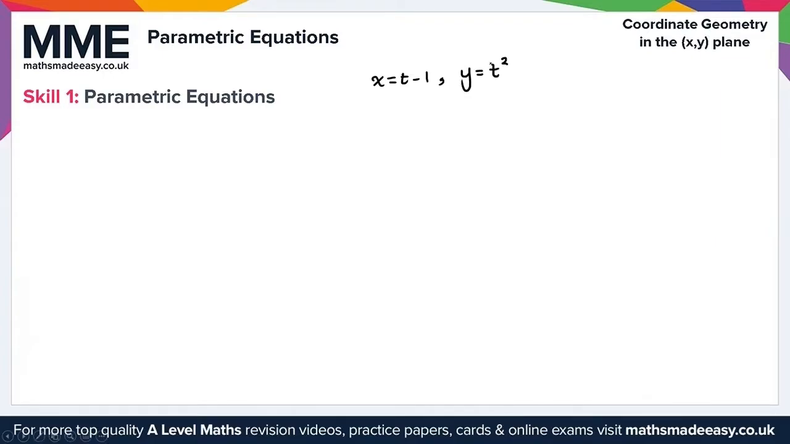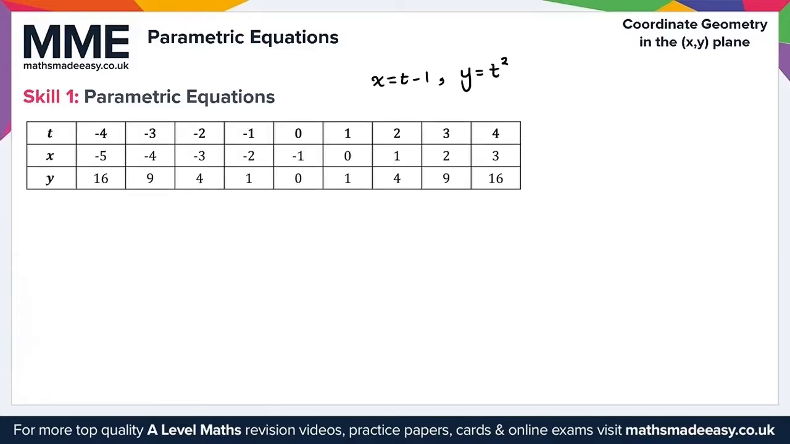Well, what we do here is we create a table of points. Let's say we take our values here from t equals minus 4 up to 4. What we do then is we find the respective x and y values for each value of t. And if we take that example from t equals minus 4 to 4, we obtain something that looks like this.